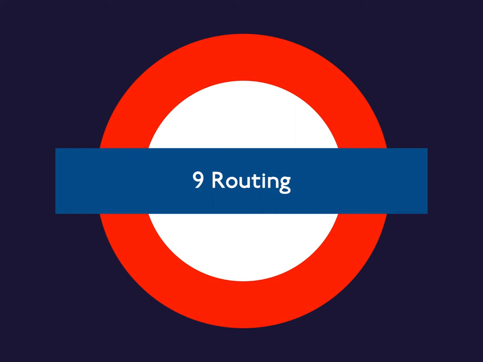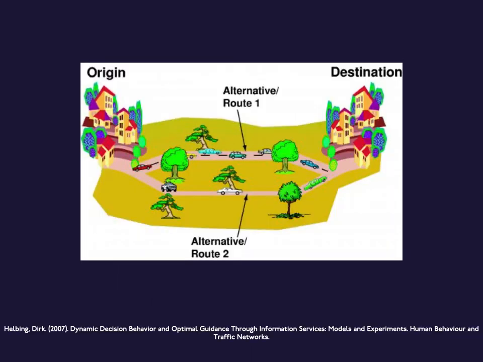Chapter 9, Routing. The process of which routes individual travelers use, and how many use each route, affects the travel time between locations and thus the accessibility. We start with the principle of least effort, wherein individual travelers seek the easiest route. This is not quite the shortest travel time path, and is far from perfect, but describes a general tendency. A minority of travelers actually minimize their travel times.